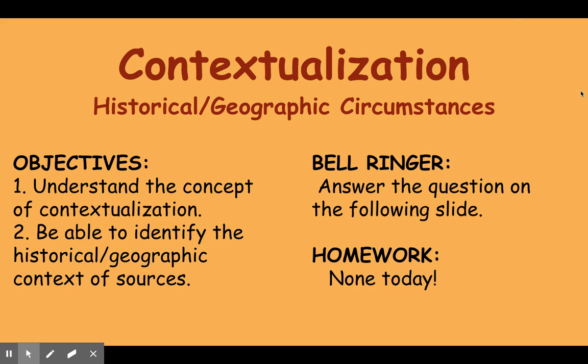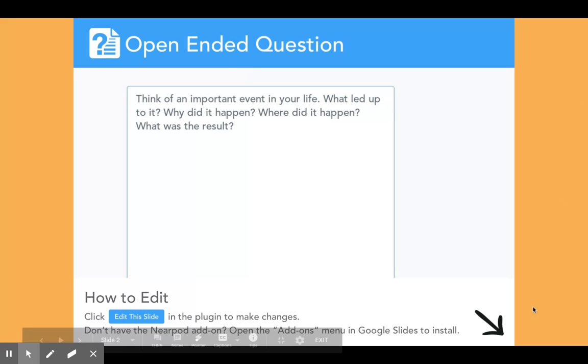All right, so we have a bell ringer. You can't type on this, but it would be a good idea to write down somewhere. So think about an important event in your life. What led up to the event? Why did it happen? Where did it happen? What was the result of that event? So take a second. You can stop the video. Just write down some ideas and then press start when you are ready.